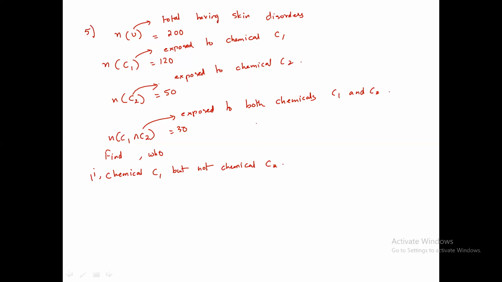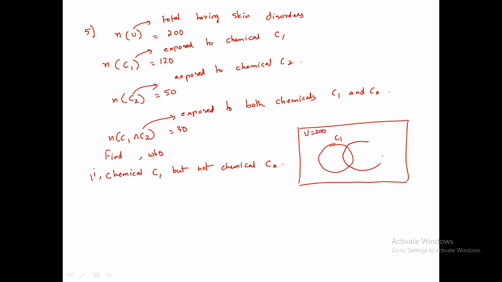So for all such questions, universal set and Venn diagram will be applicable. It will be easy. See, total 200 are there. Now this is C1 set. This is C2 set. In C1, 120 people, C2, 50, and intersection 30. So here it will be 120 minus 30, that is 90 people. Here it will be 50 minus 30, that is 20 people.